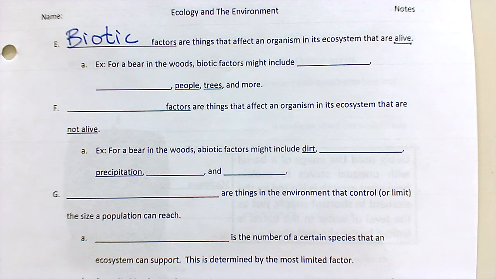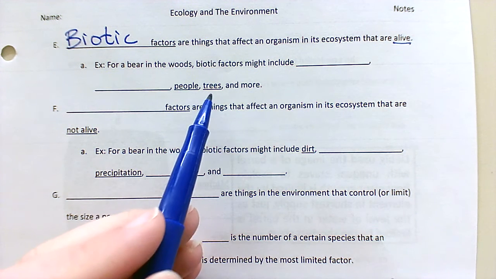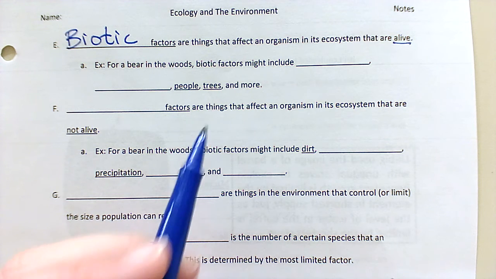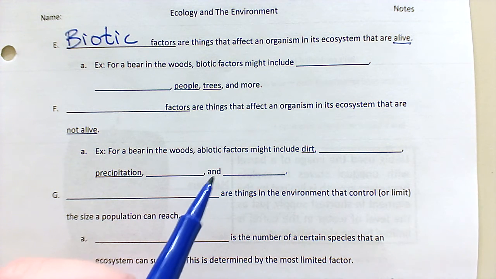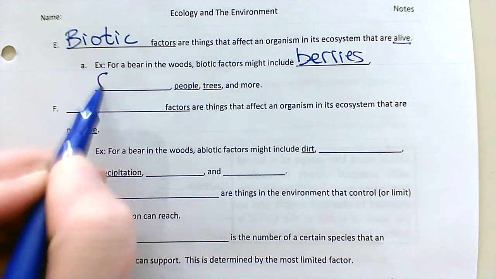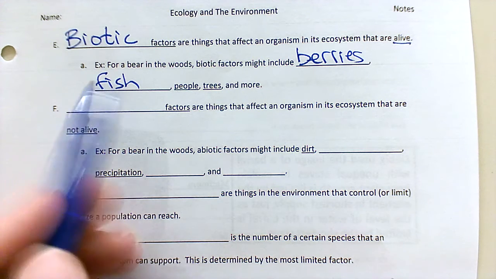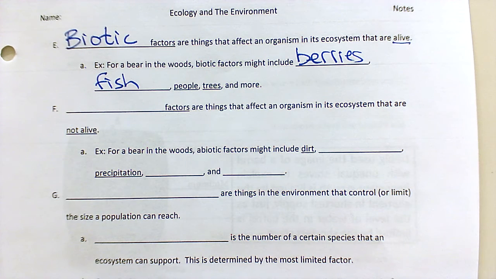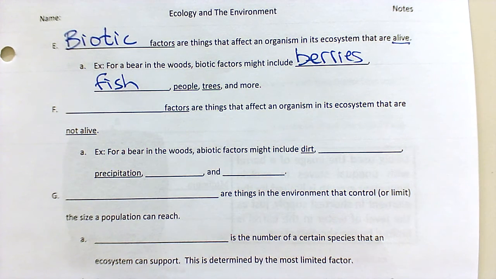So think about if you're a bear in the woods, what are some living things that might affect them? I gave you people, trees. What else might affect a bear that's alive? Berries. Fish. Okay, and we could have just put prey there, right? Anything that they would be hunting for food, absolutely.